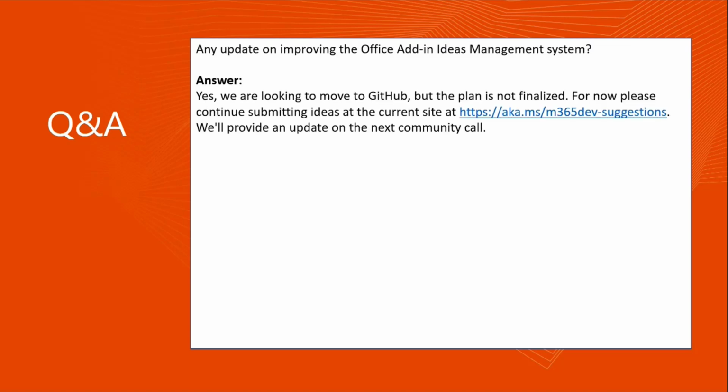And the last question, is there any update on improving the Office add-in ideas management system? So on the last call, Linda joined the call and talked about how we're looking to change gathering Office add-in ideas so that we can have better engagement with folks. So yes, there is an update. We're looking to move to GitHub, but the plan's not finalized, so we're still working out final details on that. So for now, just please continue submitting ideas at the current site at aka.ms/m365dev-suggestions. And we will provide an update on the next community call in that space.